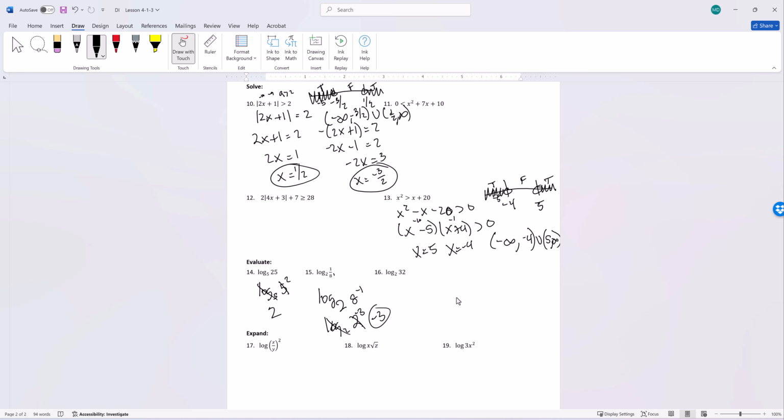Now expanding these logs, this is z to the 1/2. So this is going to become 2 logs, log x plus log z to the 1/2. The 1/2 moves to the front, so you're going to get log x plus 1/2 log z. This, you have 2 factors, so that's log 3 plus log x squared. You can move that 2 to the front.